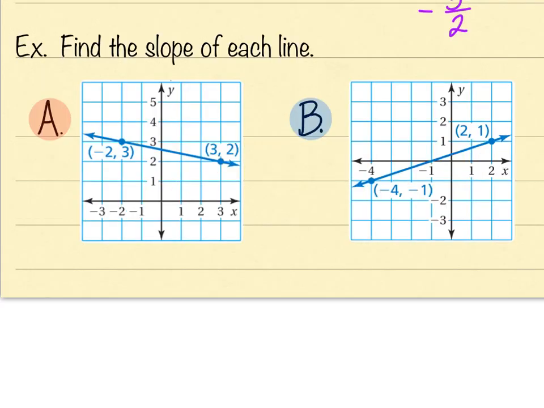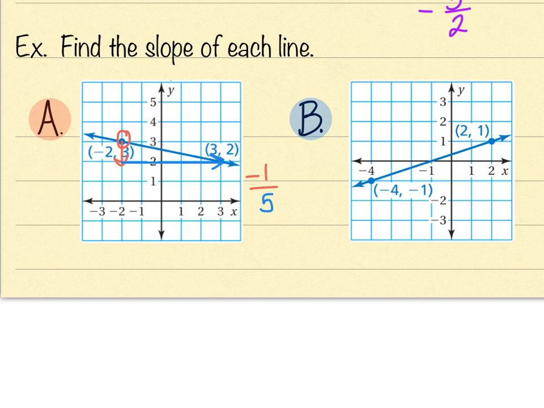Let's do a few examples on our own here. We can see, I'm going to start at this left point. You can start at the right point if you want to. My rise, I'm actually going down 1. So -1 would be my rise. And then I'm going to calculate my run. 1, 2, 3, 4, 5. So my run is 5. So my slope is -1/5.